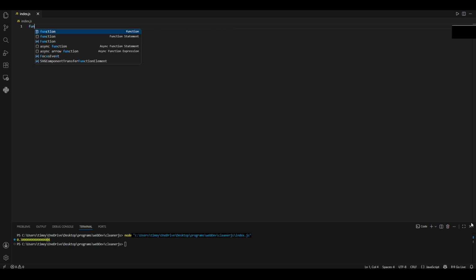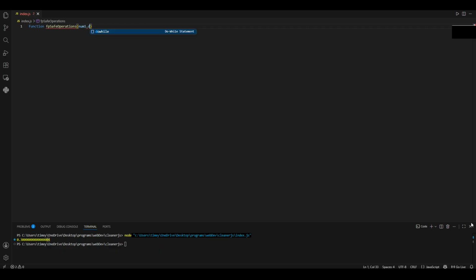So, floating point safe operations, and we'll take numbers as fractions: numerator 1, denominator 1, numerator 2, denominator 2.